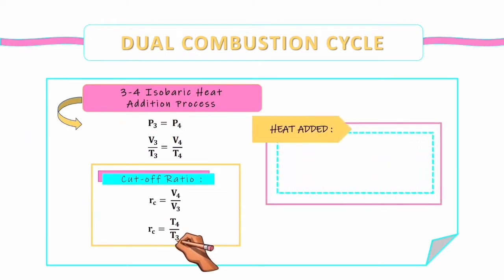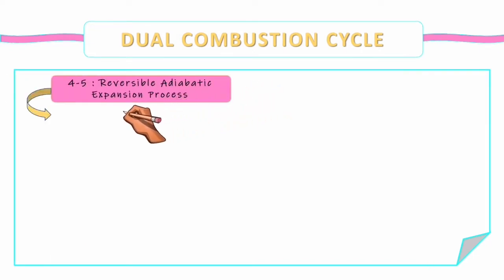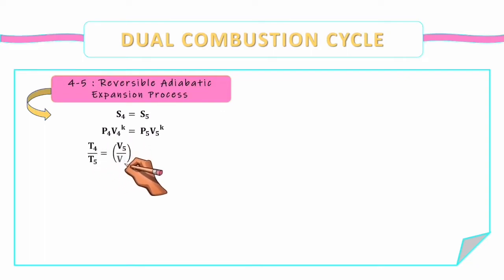For the heat added during the isobaric heat addition process, QA2 is equal to mCP multiplied by T4 minus T3. At point 4 to 5, which is the reversible adiabatic expansion process, S4 is equal to S5, or P4V4 raised to K is equal to P5V5 raised to K. And we all know the relationship when we say reversible adiabatic. So T4 over T5 is equal to V5 over V4 raised to K minus 1, equal to P4 over P5 raised to K minus 1 over K.